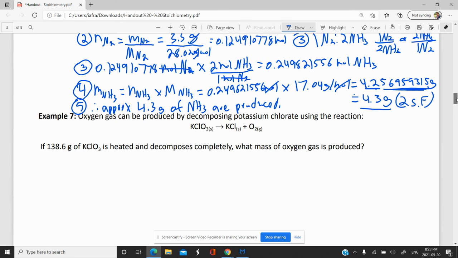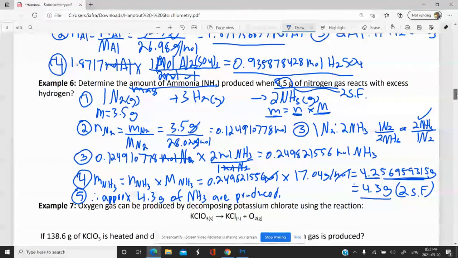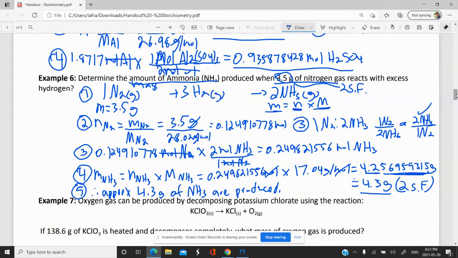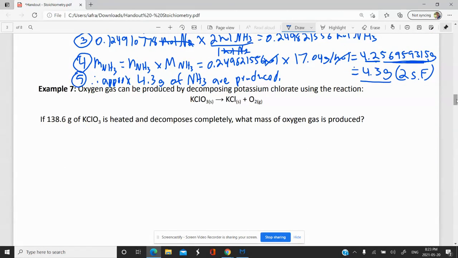In our next example, we're going to do example 7, which is very similar to example 6. It's essentially the same pattern every time. If you don't have moles, convert to moles using your molar masses, and then use your mole ratios to find the moles, and then convert to whatever you want at the end there. So example 7 will be done in the next video.